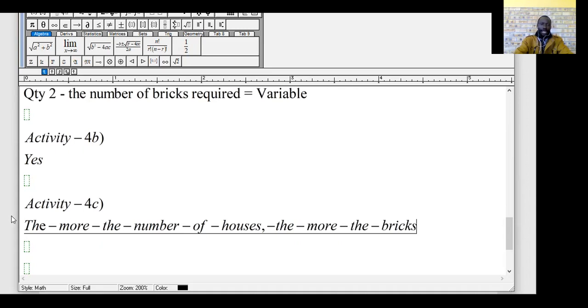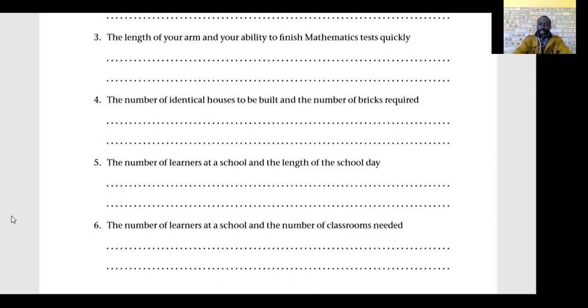Now, Activity 5 is about the number of learners at a school and the length of the school day. Now I would like you to try this out. Please just take time and try to understand this. The length of school day means the time for a school day. So now you have to identify the two quantities.